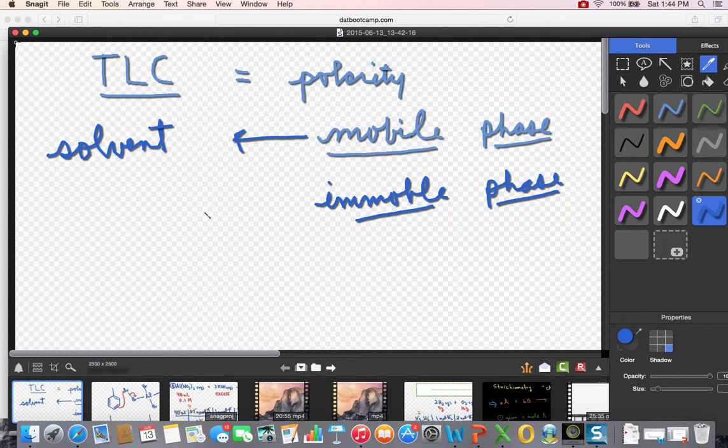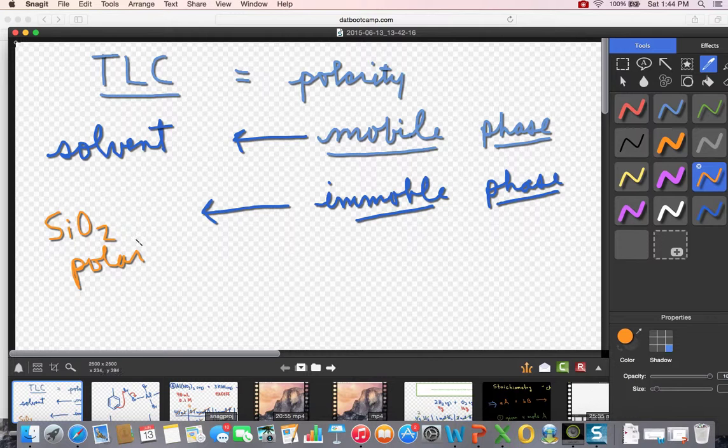And the immobile phase is actually the silicon dioxide that's in silica. Now, this is a covalent network, so this is very polar. While the solvent that we use relative to the immobile phase is relatively nonpolar. And so polar molecules will stick to the silicon dioxide and not move very far.